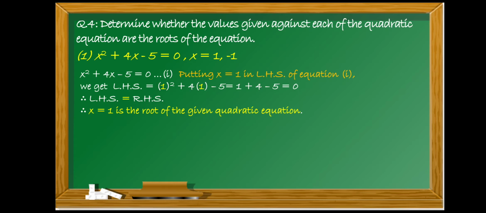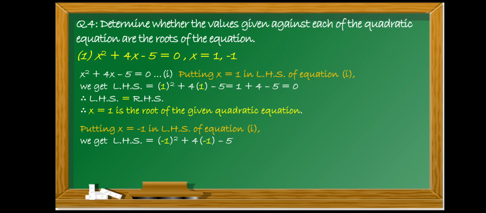Now we have minus 1. Let us put minus 1. Putting x equal to minus 1 in the LHS of the equation, we get minus 1 squared is 1, plus 4 and minus minus 5, so 1 plus 4 plus 5 is 9. 1 minus 9 is minus 8.